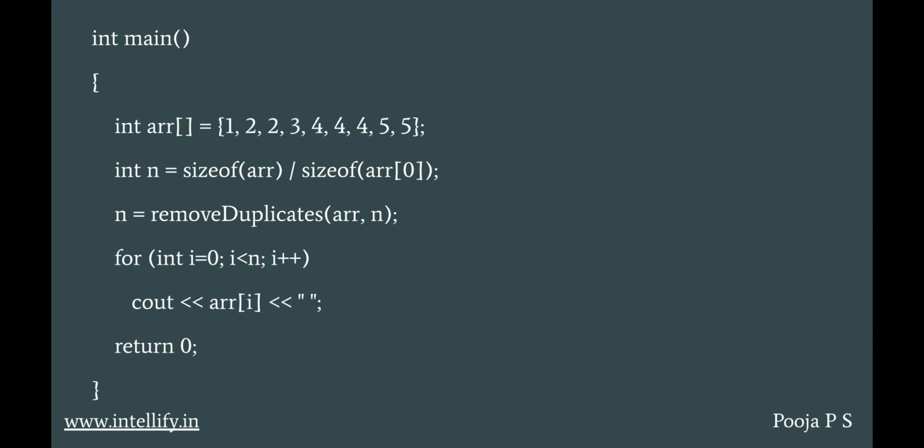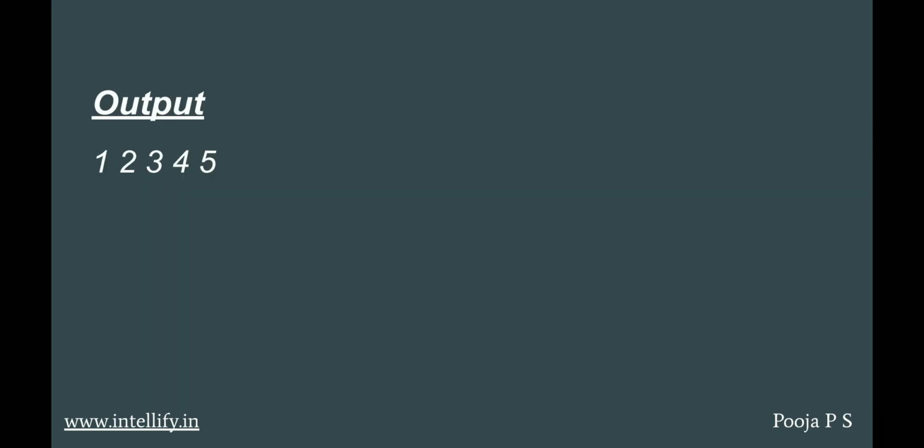And for that, here we are assigning the n value as size of array divided by size of array of 0th value, and we are calling the removeDuplicates function here, and this function returns the new size of the array, and here we are printing the updated array, that is the output we are printing here, and we will get the output where the duplicate elements are deleted from the array. And this is the output that we get, 1 2 3 4 5, as I said earlier.